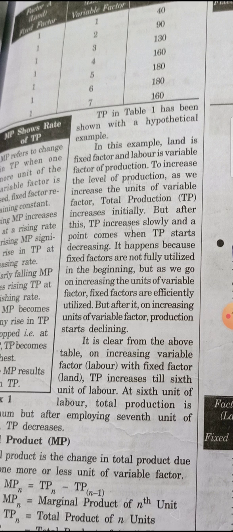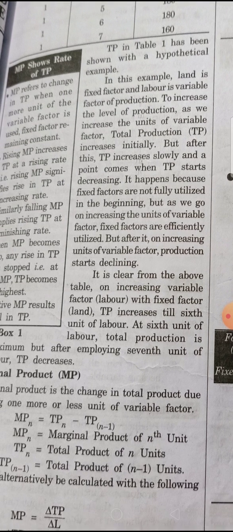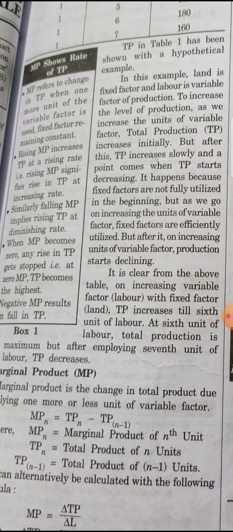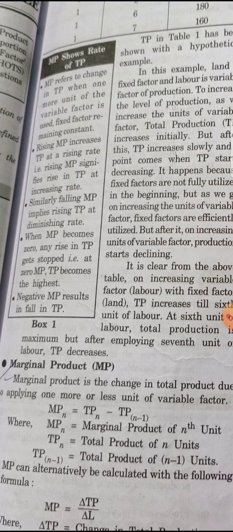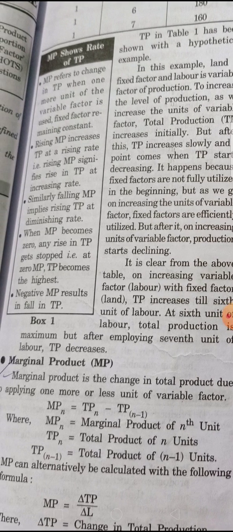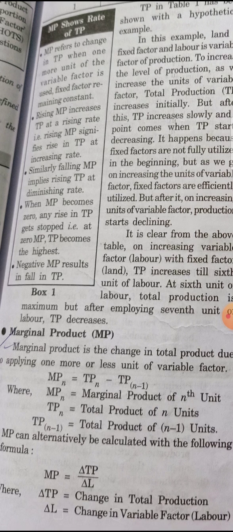That is fixed factors. Fixed factor means land. So land is not fully utilized by these labors in the beginning. But as we go on increasing the units of a variable factor, the fixed factors are efficiently utilized. But after it, on increasing the units of variable factor, the production starts declining. It is clear from the above table, on increasing the variable factor labor with fixed factor land, TP increases till the 6th unit of labor. At the 6th unit of labor, the total production is maximum, but after employing the 7th unit of labor, the TP decreases, right?